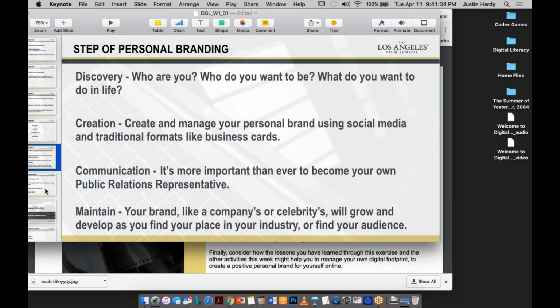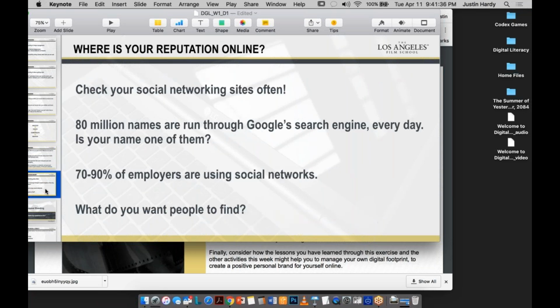So I'm going to move past this because we are running a little short on time, but I did want to hit this point. If you are maintaining your personal brand or you're starting one, you want to check your social networking sites often, just to make sure that your information's out there, people know you, and they're able to interact with you. Also, 80 million names are run through Google's search engine every day.